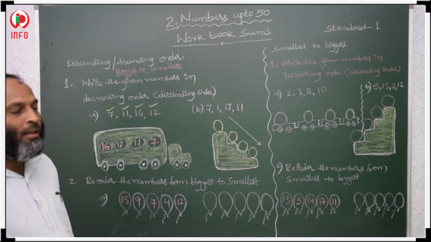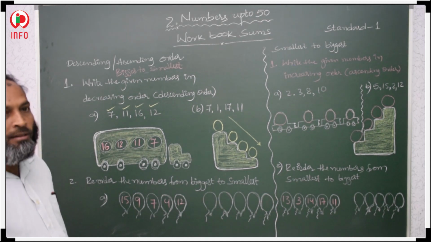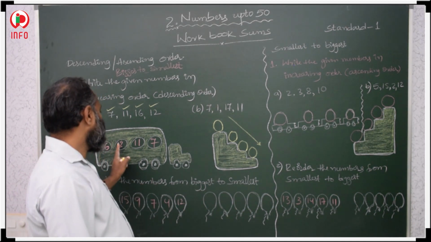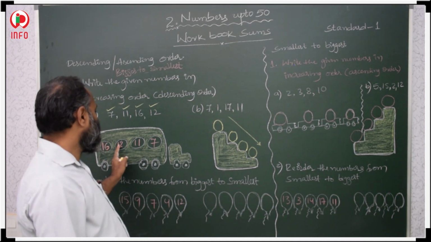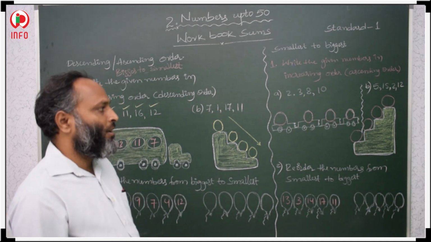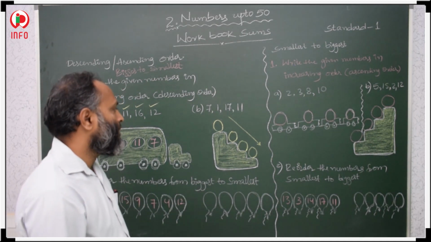So these are in descending order. Descending order means decreasing order. Decreasing order means from bigger to smaller: bigger, smaller, smaller, smallest. In this order we have to arrange.